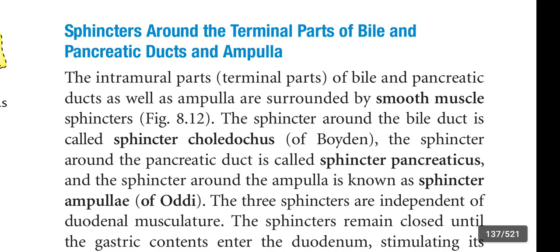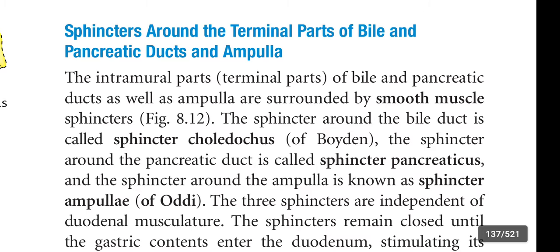Sphincters around the terminal parts of the bile and pancreatic ducts and ampulla. The intramural parts, that is, intraduodenal parts, are the terminal parts of the bile duct first, next the pancreatic duct, as well as the ampulla. The bile duct, pancreatic duct and ampulla are surrounded by smooth muscle sphincters. These all are smooth muscle sphincters.